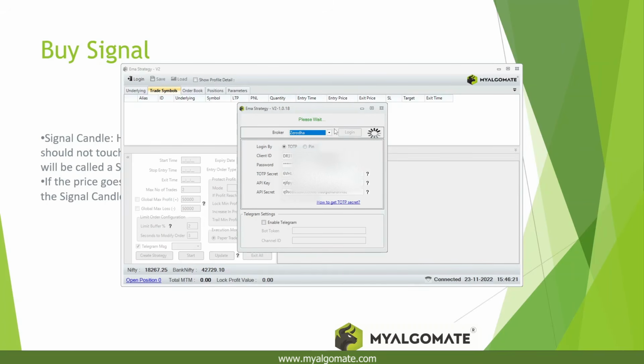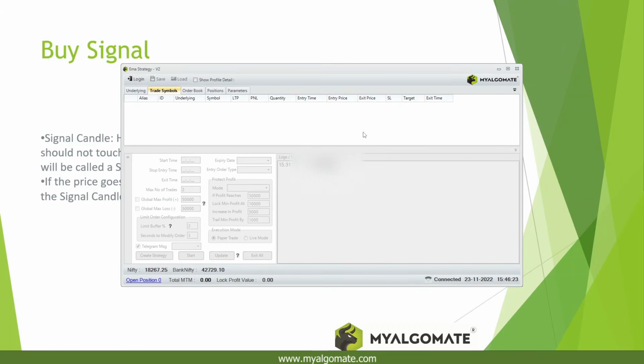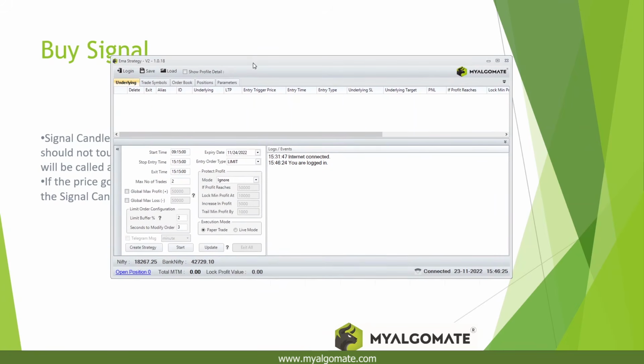Now it will be downloading all the instruments, and once that is done, you will see this screen and you will get a message that you are logged in. Right. After that, first I will show you how you can create the strategies.